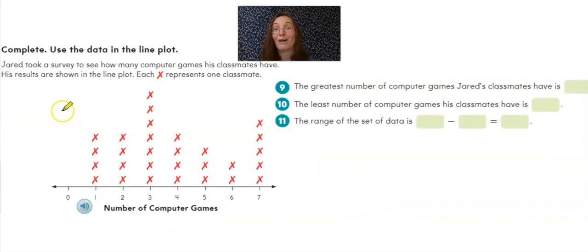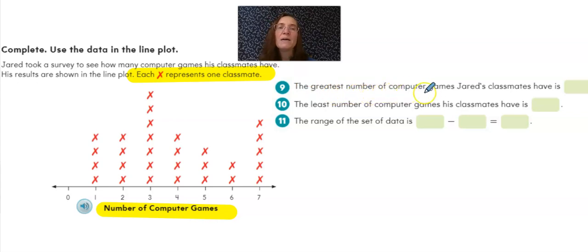Here's another line plot for us to consider. Jared took a survey to see how many computer games his classmates have. His results are shown in the line plot. Each X represents one classmate. We need to know the key for this, but we also need to know the title, the number of computer games, and that's what all of these numbers represent. So let's see if we can find some data landmarks out of this data set.